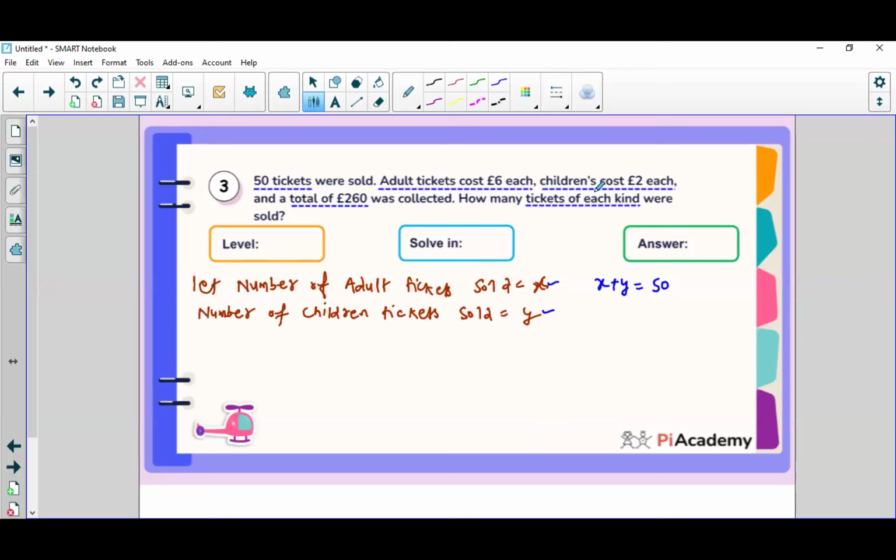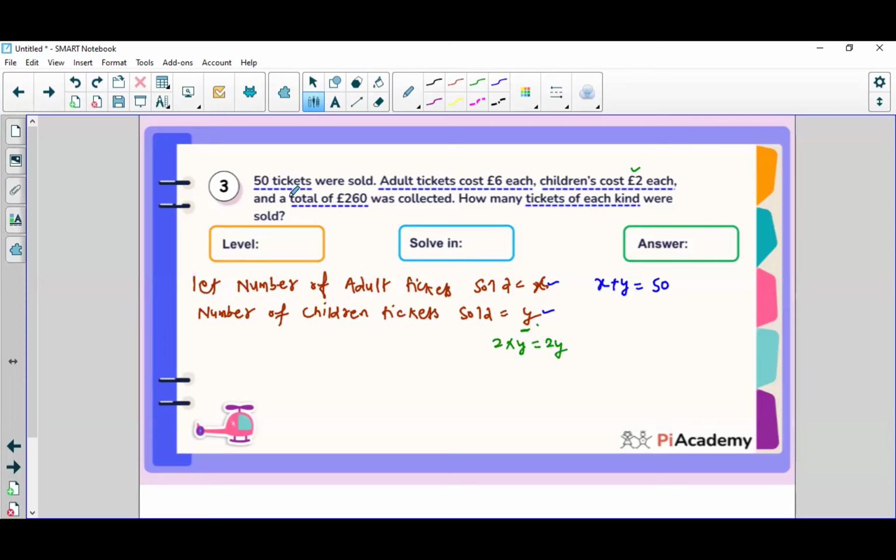Now second is the cost for one children's ticket, it's £2 each. And how many total tickets sold? Suppose, guys, if total tickets sold are 10 and the cost for one ticket is £2, so the total would be 10 times £2. What you are doing is the total number of tickets times the cost of one ticket. And here also we have total number of children's tickets Y and the cost for one ticket is £2. So the amount collected here would be 2 times Y, which is 2Y pounds.